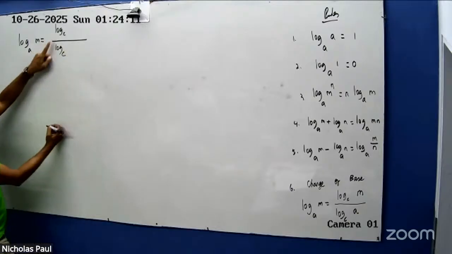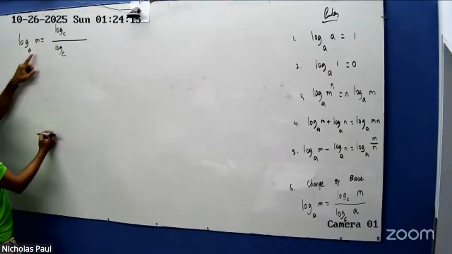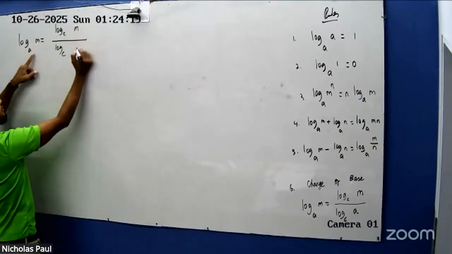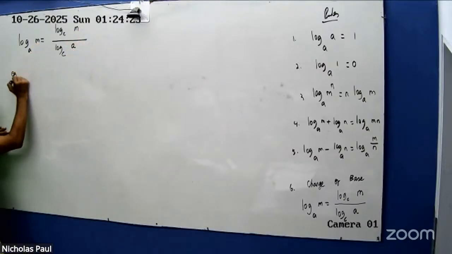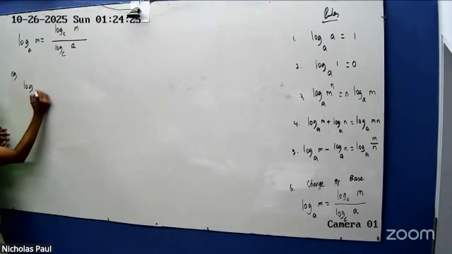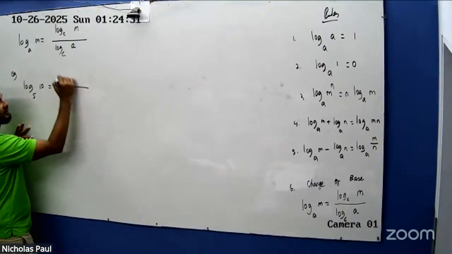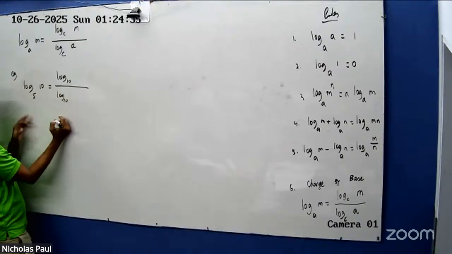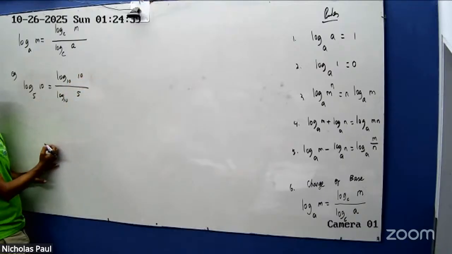Right, so if you want to convert from the base A to the base C, you write log C here, and the old number goes here, and the old base goes here. So for example, if I want to take log 5 of 10 and I want to convert to the base 10, all I have to do is this. Put log 10 here, log 10 here, whole number, whole base.